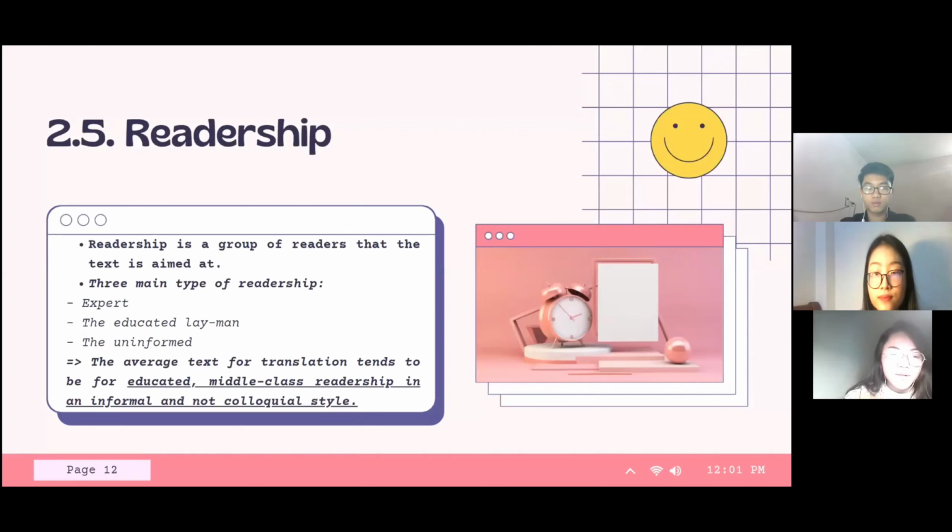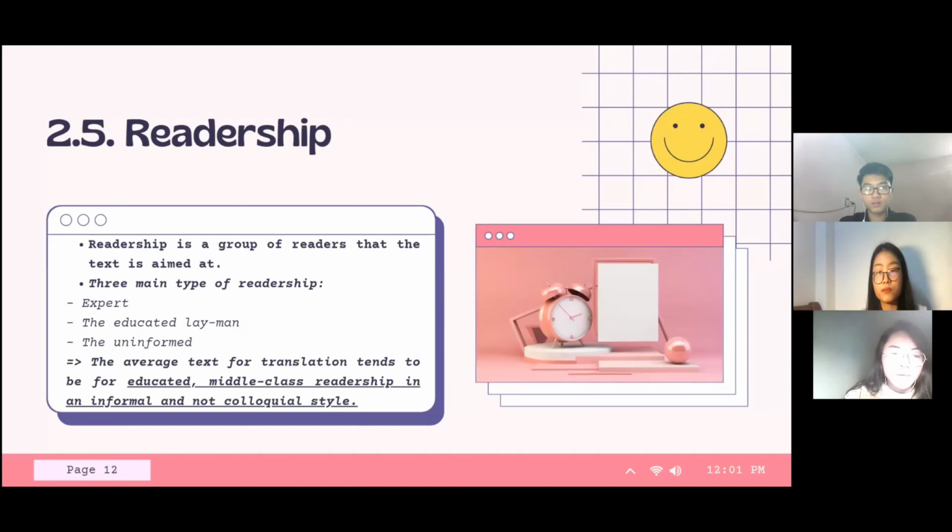And the next factor is the readership. We have three main types of readership, which includes the expert, the educated layman, and the uninformed. The average text for translation tends to be for educated middle-class readership in an informal and not colloquial style. To enhance the quality of your translation, I think you should identify the readership of the source language text, and identify the readership of the target language text.